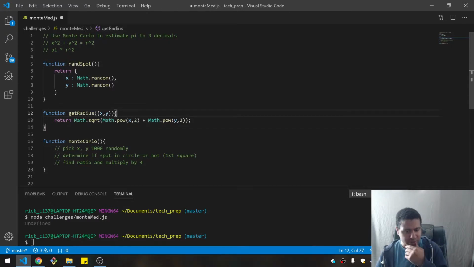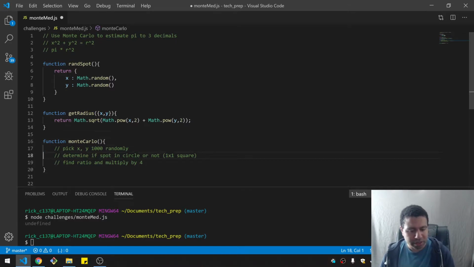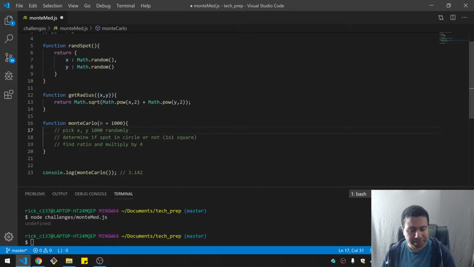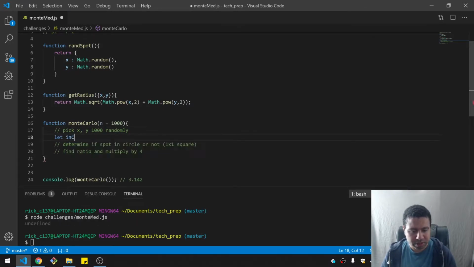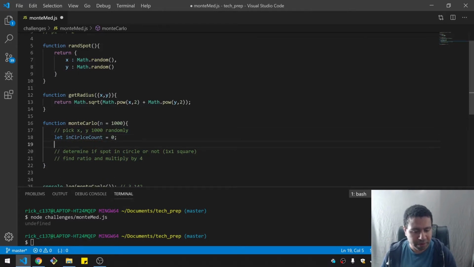Once I get my radius, then I can determine, is it in the circle? Is it less than 1? The radius would be 1, right? Okay. Yeah, okay, so I think I can do that in here. Okay, so let's do Monte Carlo. I want to actually provide a number like 1,000 here, and so that is my n. And I just need to do a for loop. So I need to set up an inCircleCount at 0, right? Okay. Then I will do my for loop for let, it doesn't really matter what that is.